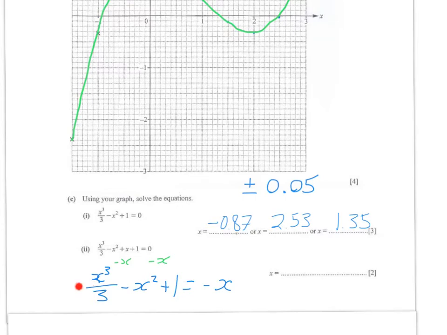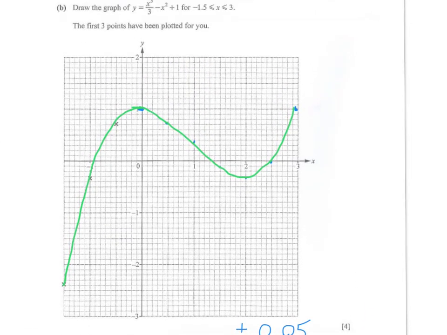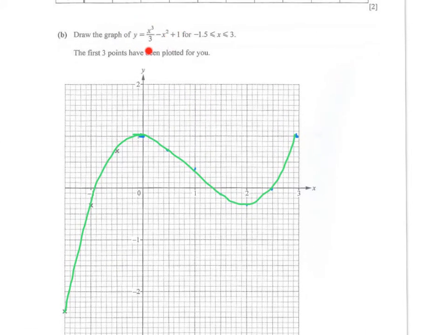So this here, if we set y equal to that, is the equation of our green curve above. And so what we should do is set this equal to y as well to plot a graph. That might not make much sense. Let me try it again. I should try and plot the graph of y equals minus x. And when I've got the graph of y equals minus x and the graph of y equals x cubed over 3 minus x squared plus 1, then it's just where they meet. So I'm going to grab a ruler tool and do that now.